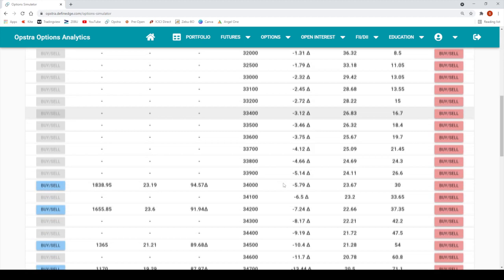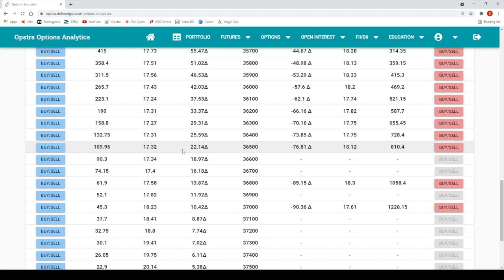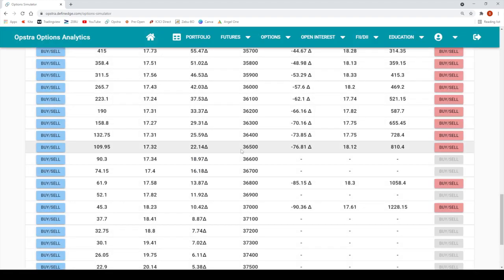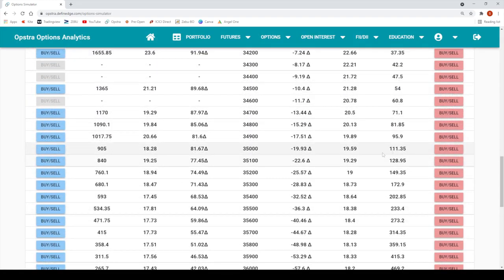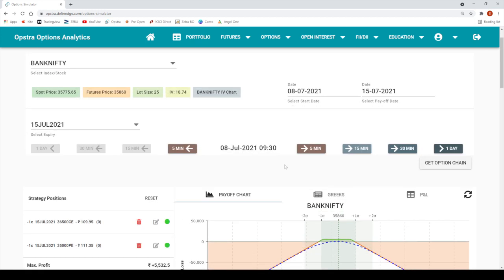Now we will select the strike price. On the call side, which strike price has a premium of 100 to 130? Here 36,500 has 109, so I am going to sell one lot. And on the put side, we have 35,000 trading around 111, so I am going to sell one lot. This is our payoff diagram. Okay, max profit is 5,500 and this is our break even. Now we will go forward and do back testing.